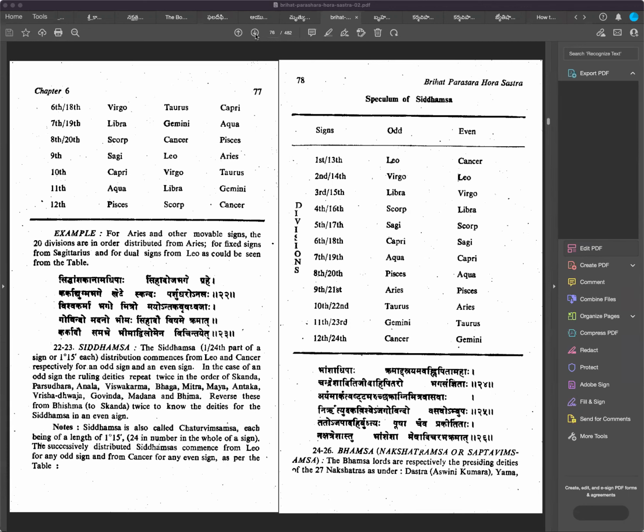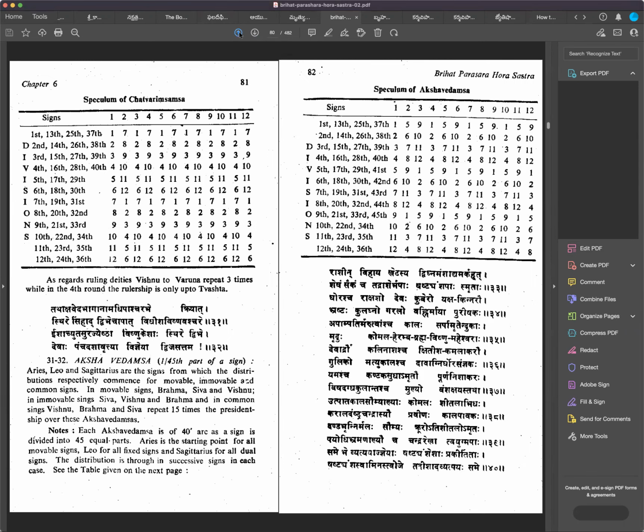So Bhamsa, Nakshatramsa are Saptavimshamsa. Bhamsa arts are respectively the presiding deities of the 27 nakshatras, as under: Ashwini Kumara, Dastra, Yama. Sir, turn the page, sir.